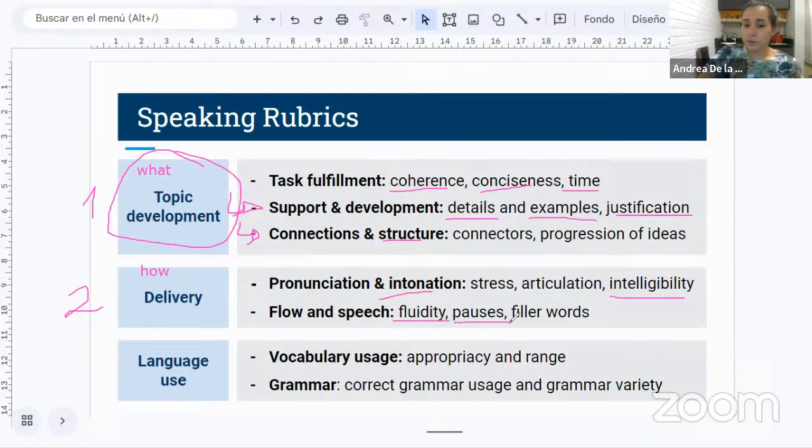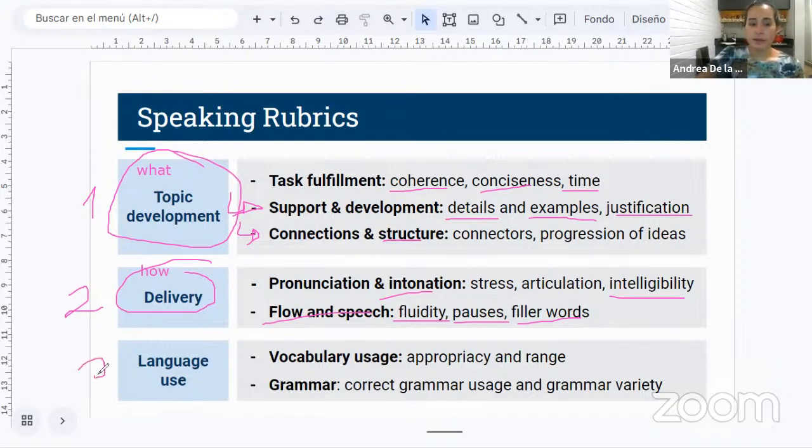Are you making a lot of pauses maybe? Are you stopping too much to think? Maybe you're using too many filler words, like, maybe you're using "like" a little bit too much. How much your speech flows, that's delivery. How you speak, how clearly you speak, how fluent you are. And that's it. That's delivery.